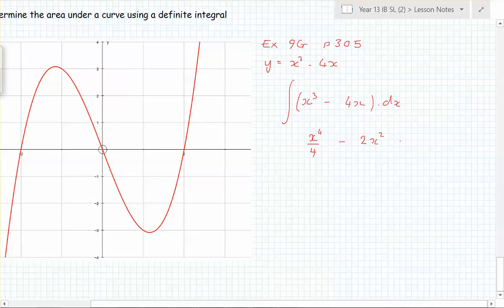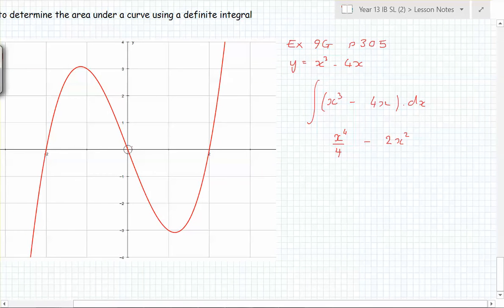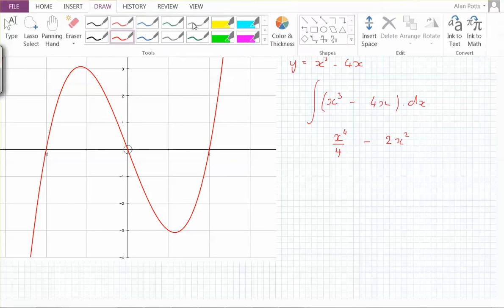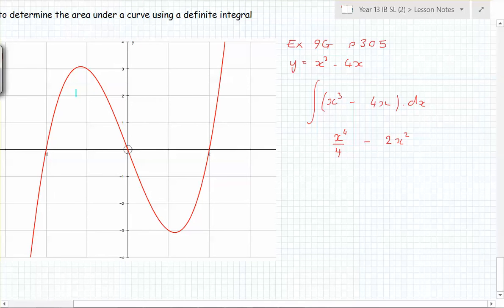We're okay with that. The next phase is to move into the definite integral, where we can use it to find the area under the curve. So x cubed minus 4x looks like this, right? And what we're doing is being able to work out areas. So, for instance, if I wanted to know the area under this part of the curve, right?